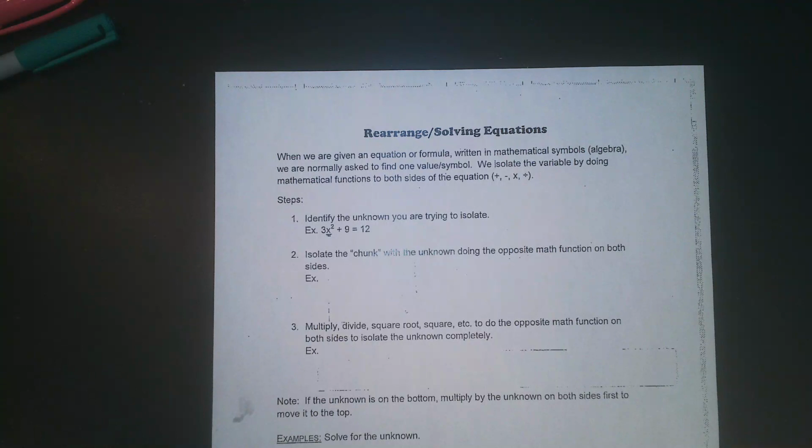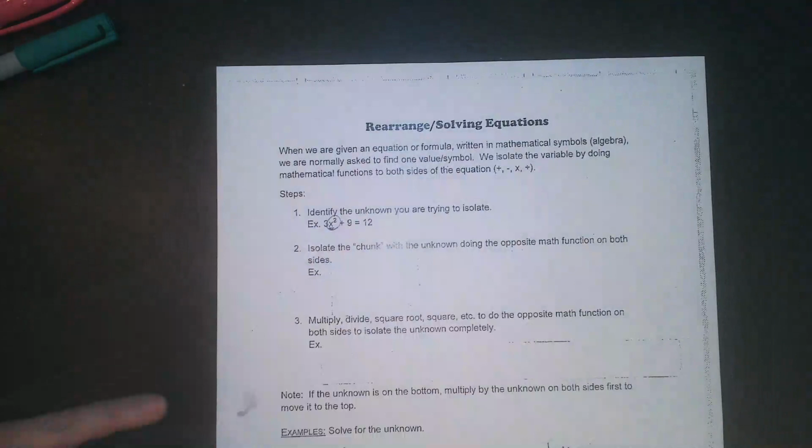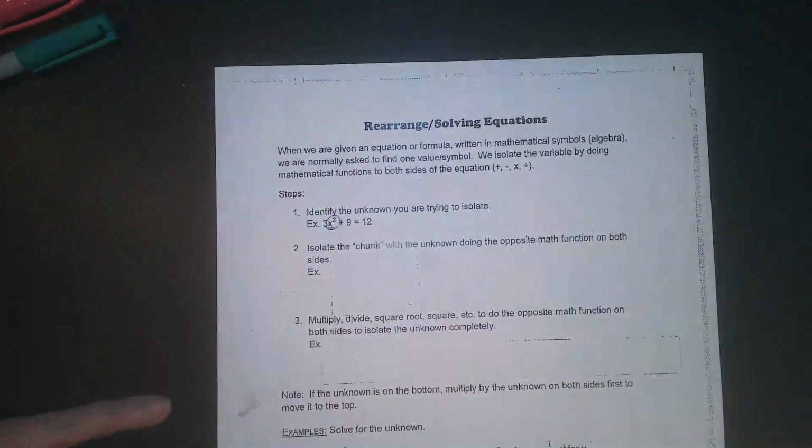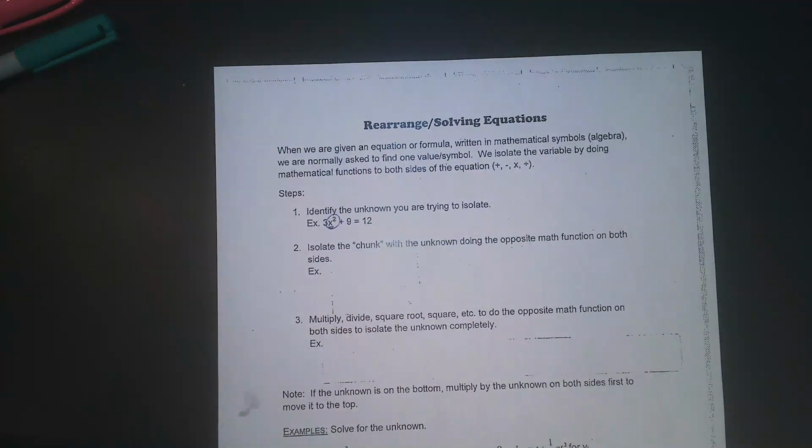So the first thing that you need to do is always identify what it is that you're looking for. In this particular case, we're looking for the value of x. And so we need to isolate everything around it. Currently, the first step that we could do is move away the plus 9. And the way that we look at moving things is always doing the opposite math function.